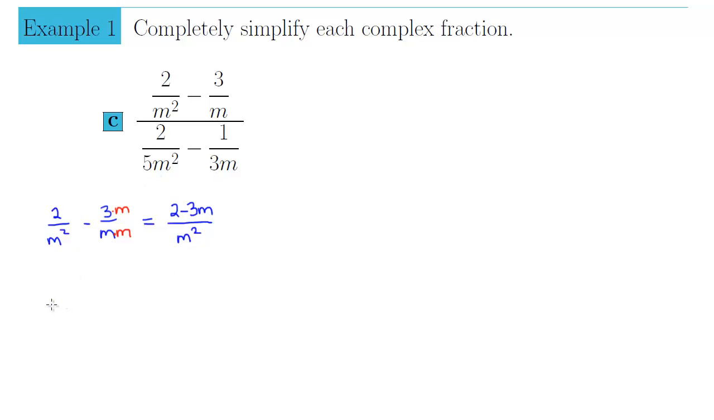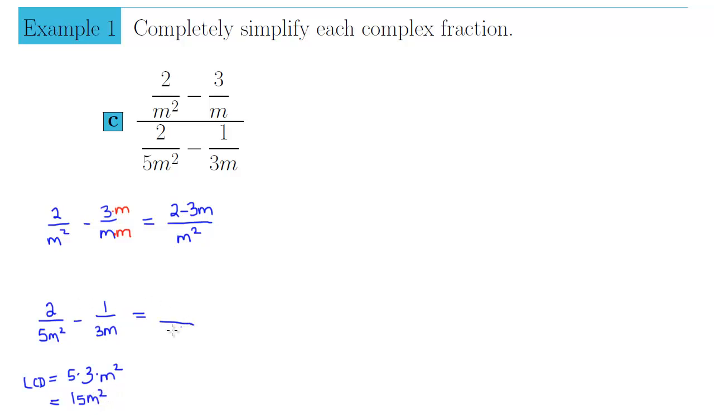Now we take a look at our denominator. Our denominator is 2 over 5m squared minus 1 over 3m. Again, in order to add these, we need to get common denominators. This one's a little trickier. It's not too bad. Notice, what's our LCD this time? Our LCD is composed of a factor of 5, a factor of 3, and again, m squared, 2 m's. So that means our LCD is actually 15m squared.